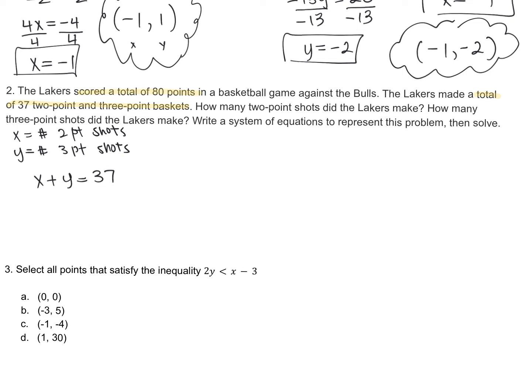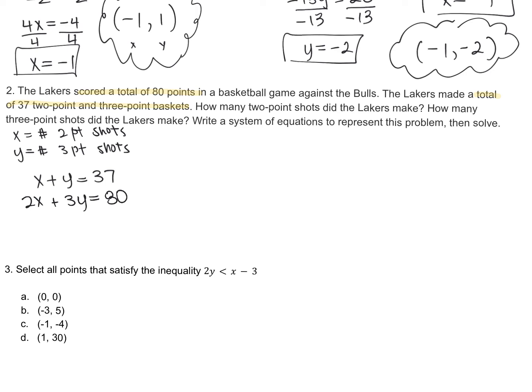Now, we are going to assume here that they only scored 2-point and 3-point baskets. We're not going to take into account any 1-point baskets that were made. So that tells me that 2x plus 3y has to equal 80, because obviously, 2-point shots are worth 2 points, 3-point shots are worth 3 points, and that's how I get my 80 points.